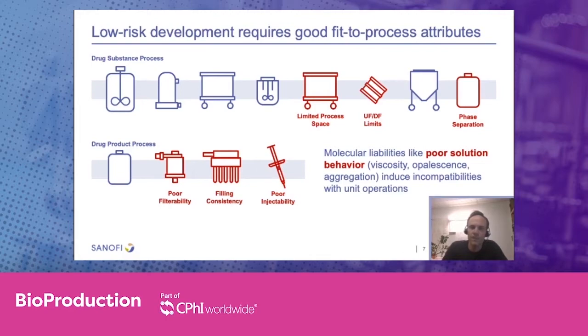So if we take the example of viscosity, a molecule that's prone to becoming viscous at higher concentrations, this can lead to prohibitive back pressures during UFDF, poor filterability, issues with filling, and poor injectability. Likewise, phase behavior can limit the purification process space, can cause issues with phase separation during freezing and thawing, and likewise aggregation plays out similarly.